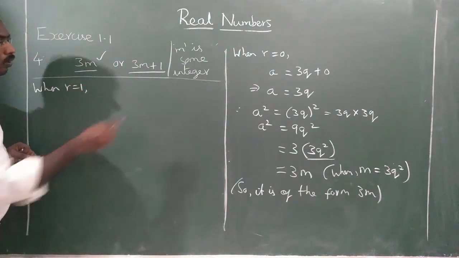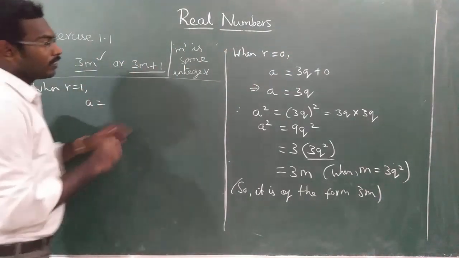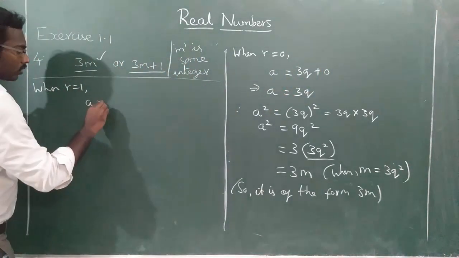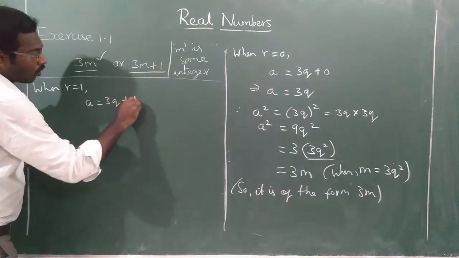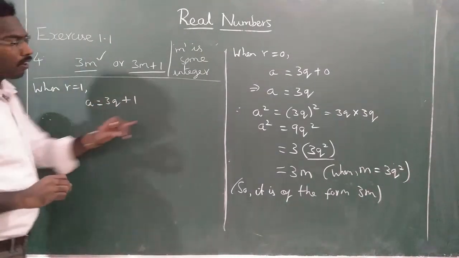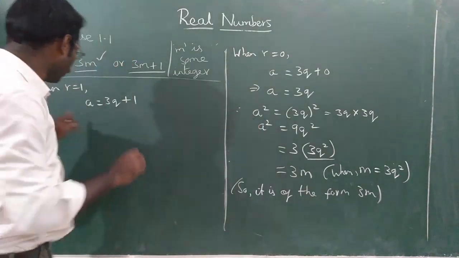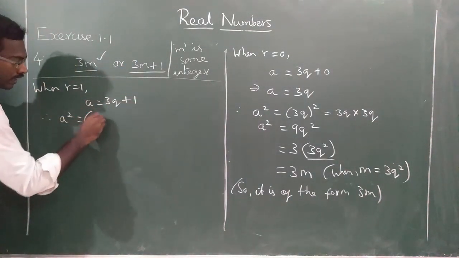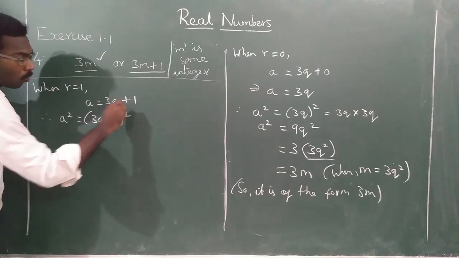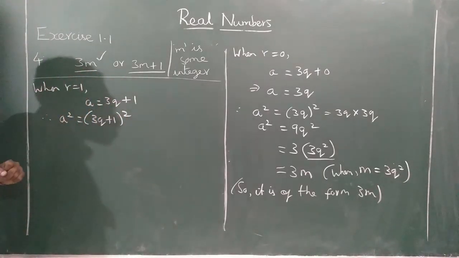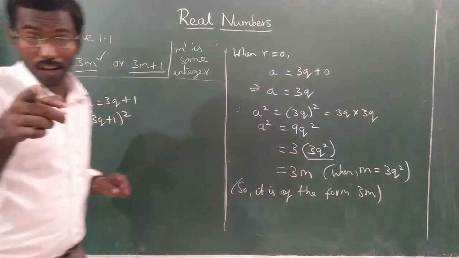When r is equal to 1, what will a be? 3q plus 1 will come. Understood or not? Therefore, we have to find a square. So a square is equal to the whole 3q plus 1 in the whole square. Here square on the left hand side means square on the right hand side also. Clear? Are you all following me?